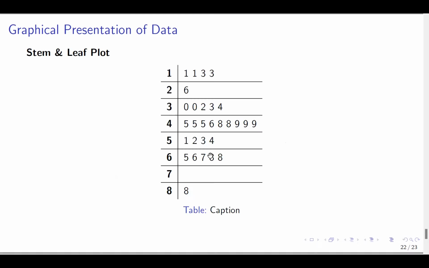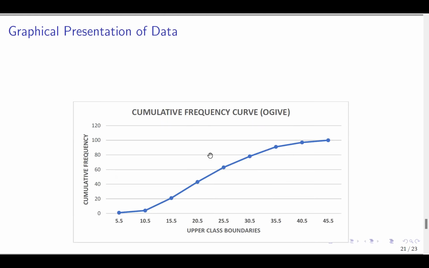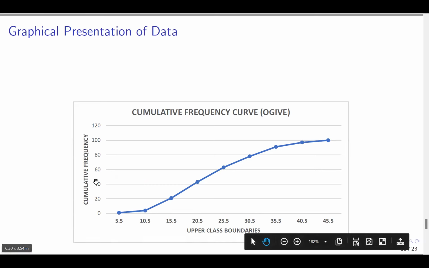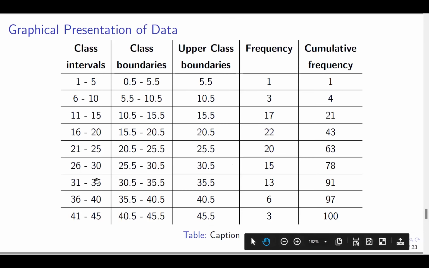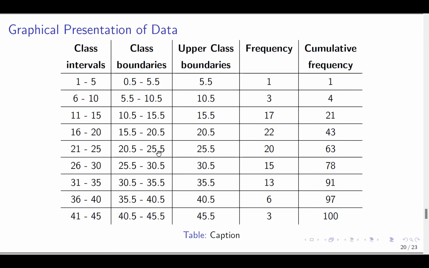Another graph you can consider is the cumulative frequency curve. The cumulative frequency curve, another word for it is the ogive, okay? What are the components of a cumulative frequency curve? You will need your upper class boundaries and your cumulative frequencies. What are these? If you look at this table, we have already indicated how to come out with our class boundaries. We have our class intervals.